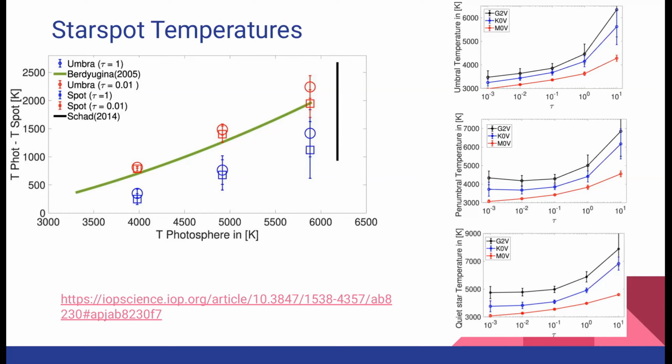I'll upload the slides, and I've provided the link to the paper. So in case you're interested in finding star spot temperature with spectral type, the data is available. We have also calculated umbral temperature, penumbral temperature, and quiet star temperature at different tau heights.